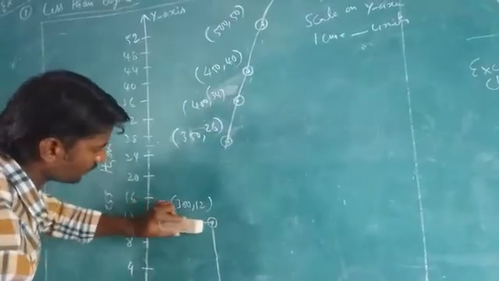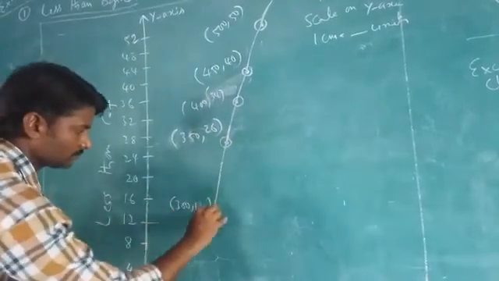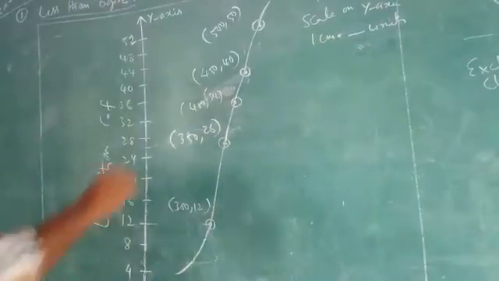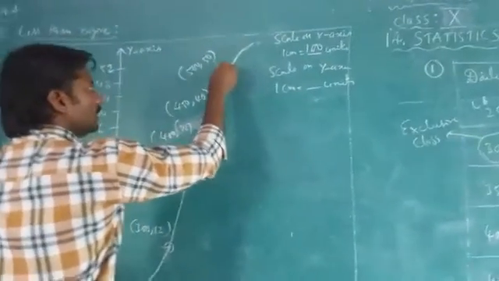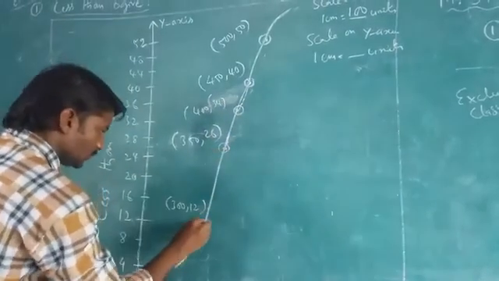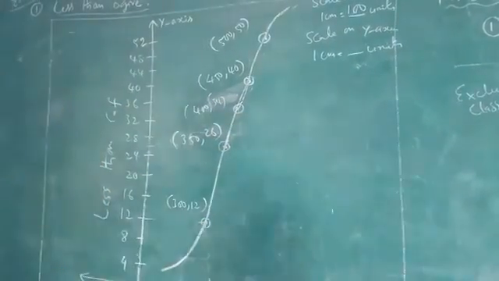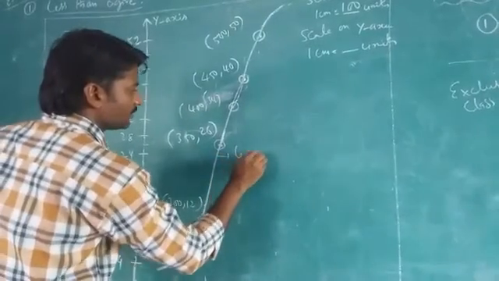This line is no need, I said no, there is no need here. Only the point I want. So what we draw here is nothing but the less than ogive curve. Draw a little bit of a curve, don't use too much curve here. So this graph is nothing but less than.